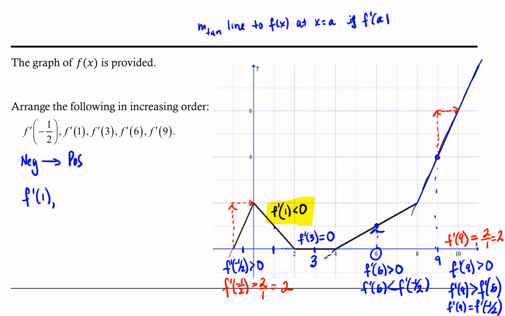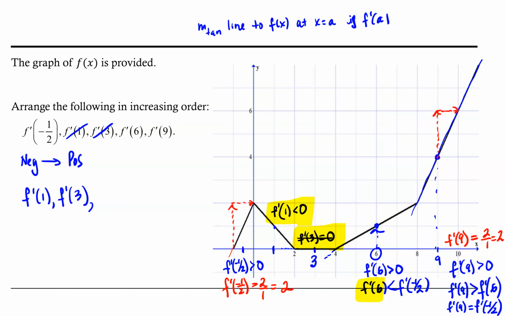And then we can consider, where is the derivative 0? And we saw that f prime at 3 was equal to 0. So f prime at 3. And now we're ready to start considering positive slopes. Increasing order, we want the smallest positive slope first. So the smallest positive slope would be f prime of 6. And then I can follow that with f prime of -1/2 and f prime at 9.